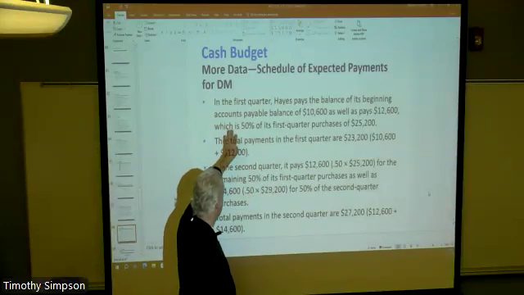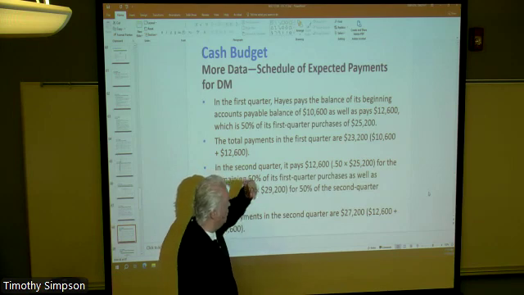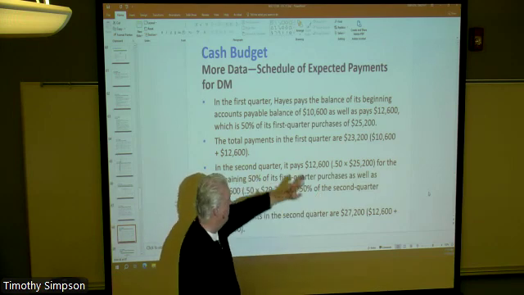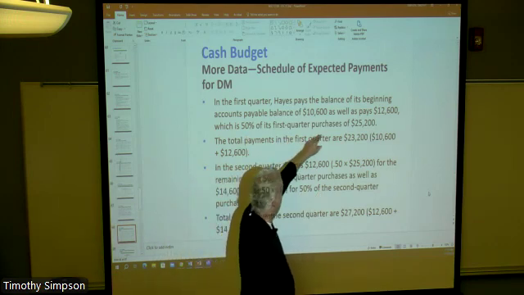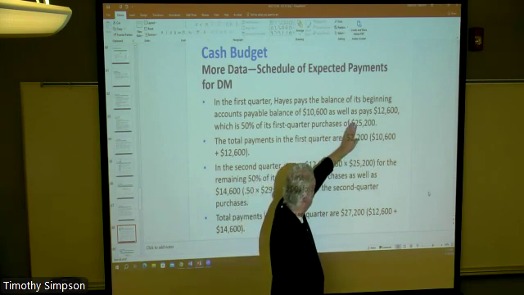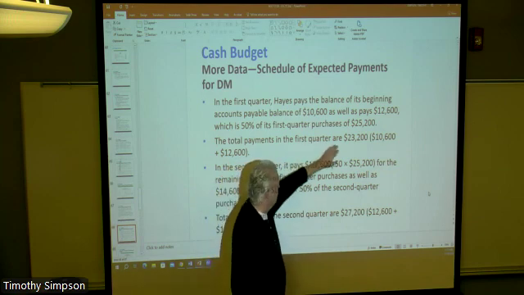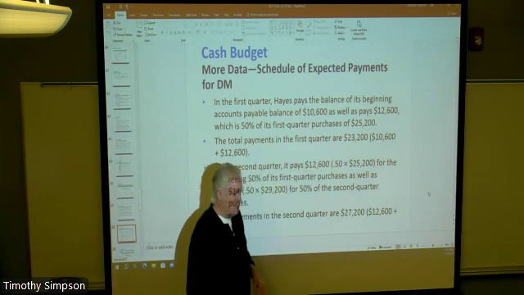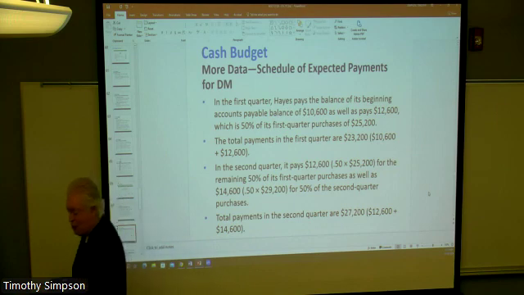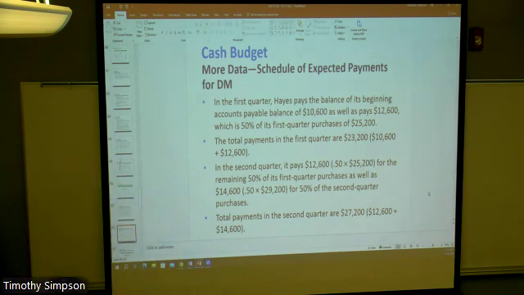Remember, we're going to pay 50% of the costs incurred in the present quarter and kick the other 50% down to the next quarter. So 12,600 is half of 25,200. So 12,600 plus the 10,600 gives us disbursements in the first quarter of 23,200. That's just disbursements for direct materials. Nothing in terms of the other areas just yet. We're going to get to it.